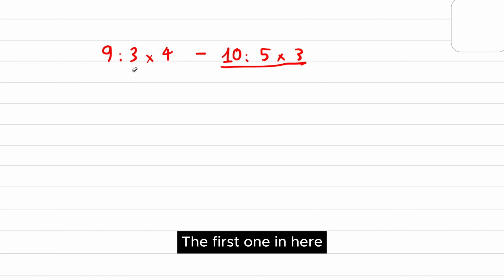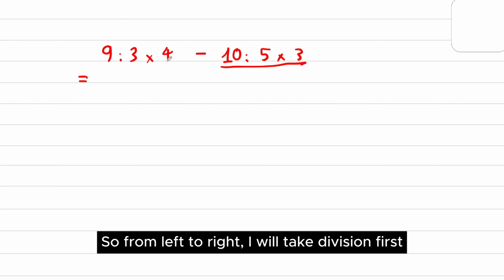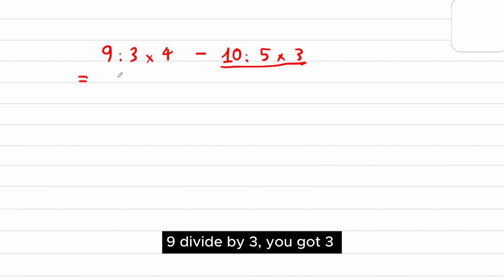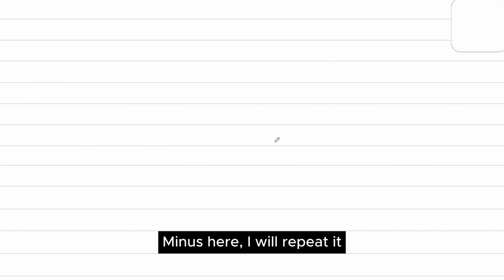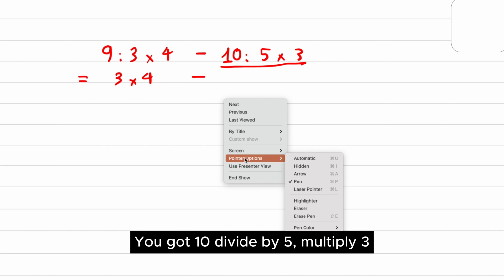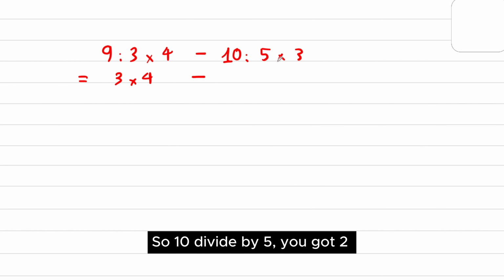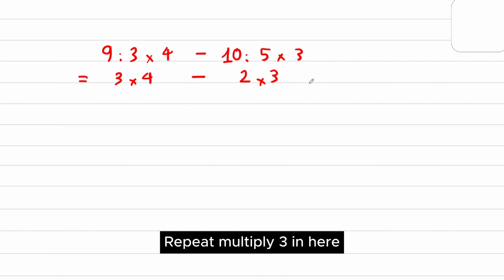The first one here has only division and multiplication. So from left to right, I will take division first. 9 divided by 3, you got 3, and then multiply 4. Minus here, I will repeat it. And for the other big term, you got 10 divided by 5 multiply 3. Okay, so 10 divided by 5, you got 2. Repeat, multiply 3 here.